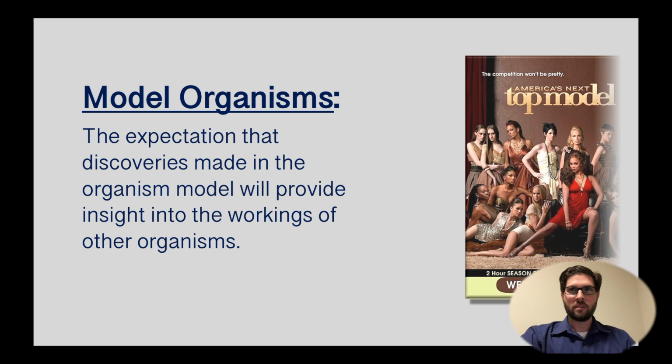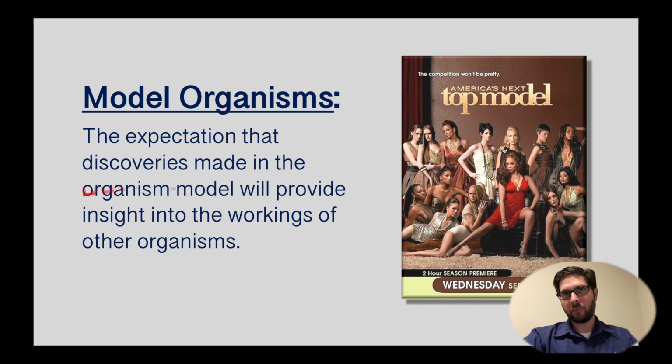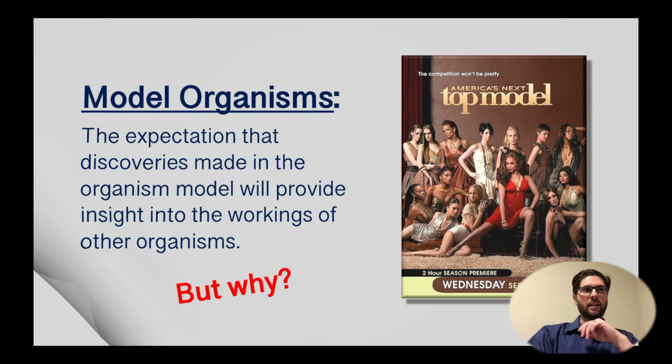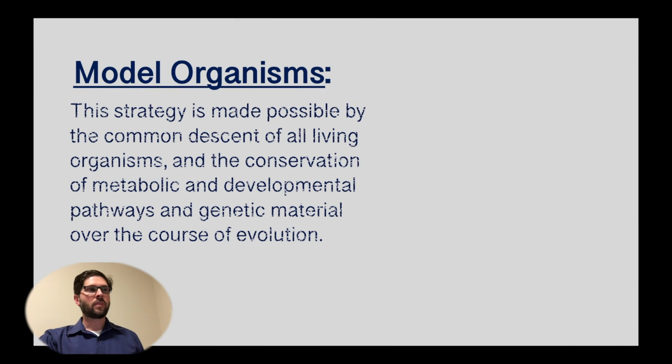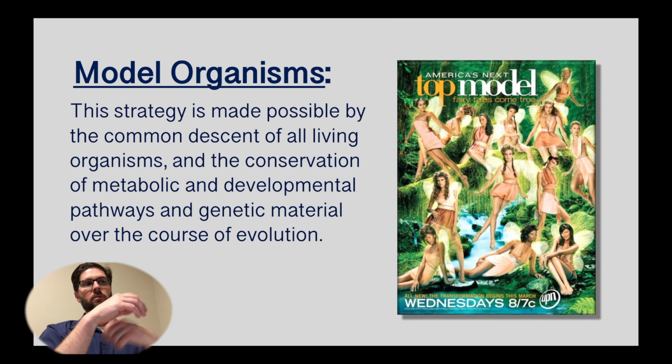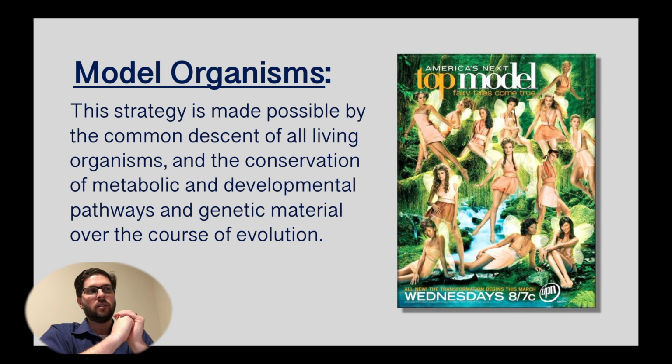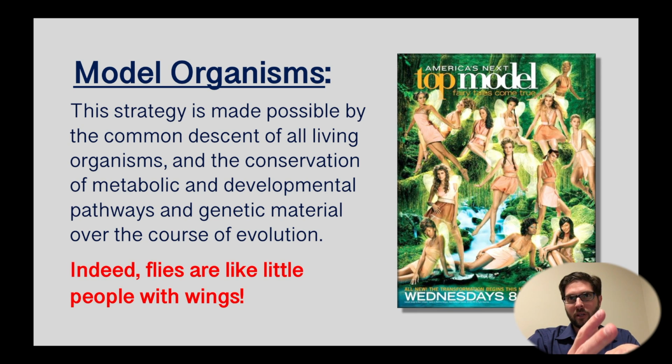The expectation is that the discoveries that are made in these model systems can provide insight into the workings of other organisms. But why? Well, this strategy is made possible due to the common evolutionary descent of all living organisms. And as a consequence of that common evolutionary pathway, there's a conservation of metabolic and developmental pathways and genetic material across phyla and species. So indeed, fruit flies are like tiny people with wings.